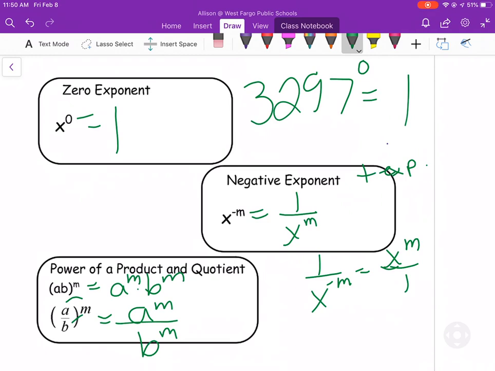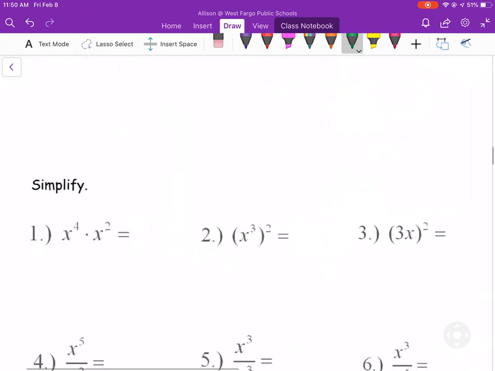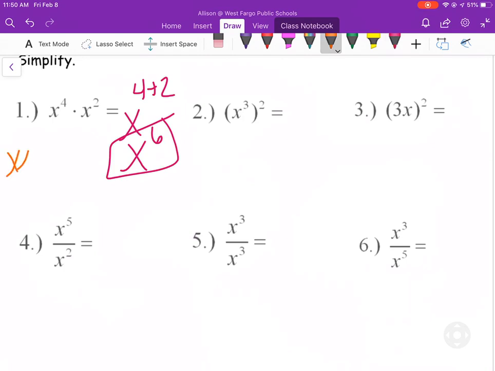So let's take a look at some examples using these rules and refresh your memory on our exponent rules here. Okay. Number 1, we have x to the 4th times x squared. This is the product rule. Bases are the same. You're multiplying, so you're going to add the exponents. 4 plus 2, it's going to be x to the 6th. You might ask, well, why does that work? Well, if you think about it, x to the 4th is x times x times x times x, times x squared, and that leaves me with 6 x's, so x to the 6th.